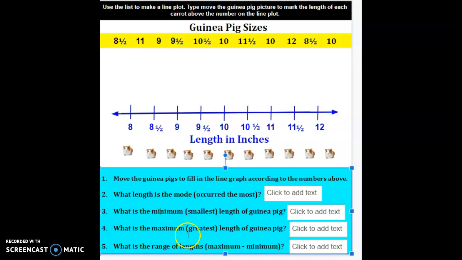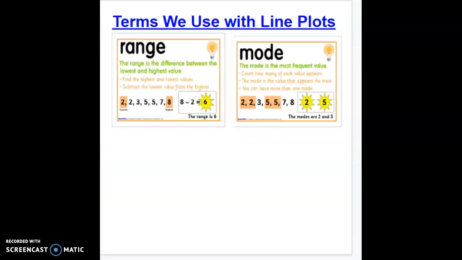What is the greatest or the maximum length of the guinea pig? Not the number of guinea pigs that occurred the most often, but the largest guinea pig in inches. And then number five, what is the range? And it tells you it's the maximum minus the minimum. But if you forgot, go to this slide and that will help you.